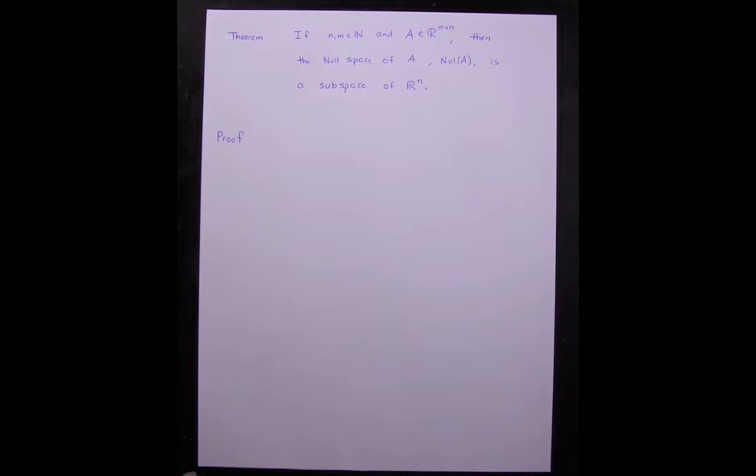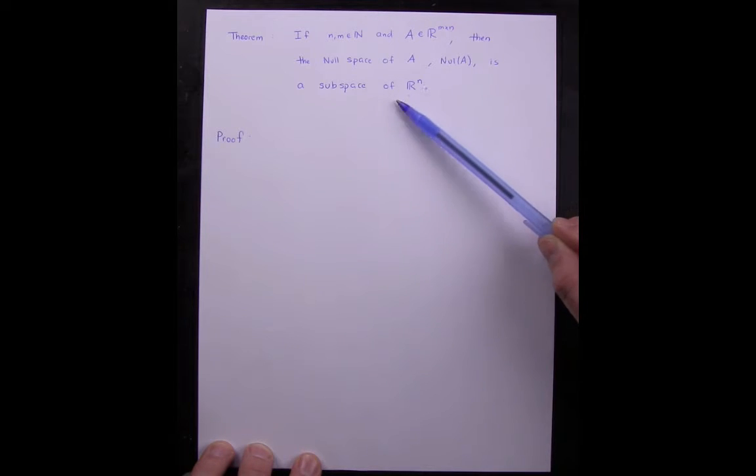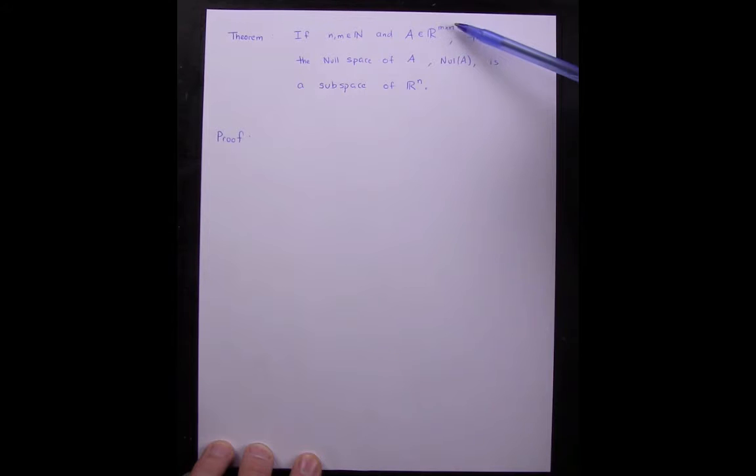Welcome back. In this video we're going to discuss a theorem which states that the null space of a matrix is actually a subspace of its parent vector space. In particular, if we start with an M by N matrix, we say that the null space of A is a subspace of Rn. Note, n is the number of columns. Thus, vectors in the null space have to be of size n.